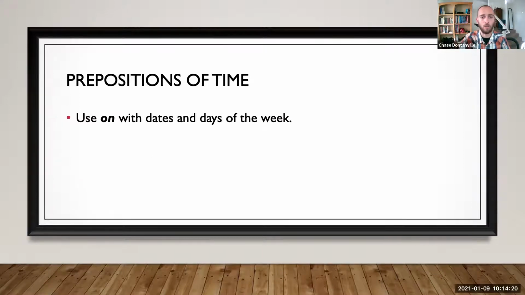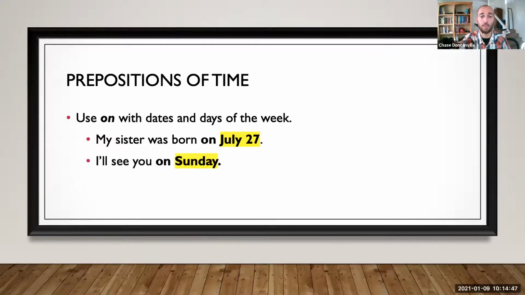And on. So use on with dates and days of the week. For example, my sister was born on July 27th. All right, if you use a date, meaning month and day, use on. Be careful though. If you don't say the day, it's only in. So my sister was born in July, but she was born on July 27th. And I'll see you on Sunday. So days of the week, we say on. On Monday, on Tuesday, on Wednesday, on Thursday, on Friday, on Saturday, on Sunday.